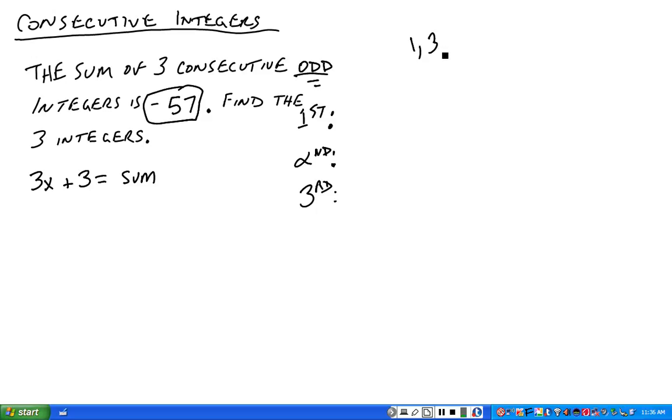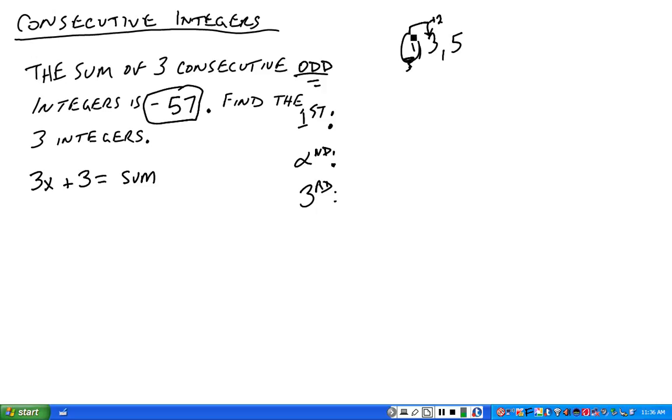I guess the easiest would be to say 1, 3, and 5. Those are three consecutive odd integers. 1, the next odd integer would be 3, and the next odd integer would be 5. So if we know what the first one is, then starting at the first one, how do we get to the second one? Well, we add 2. So if you add 2 to the first number, remember we're always adding to the first number, it will give us the second number, which is 3.